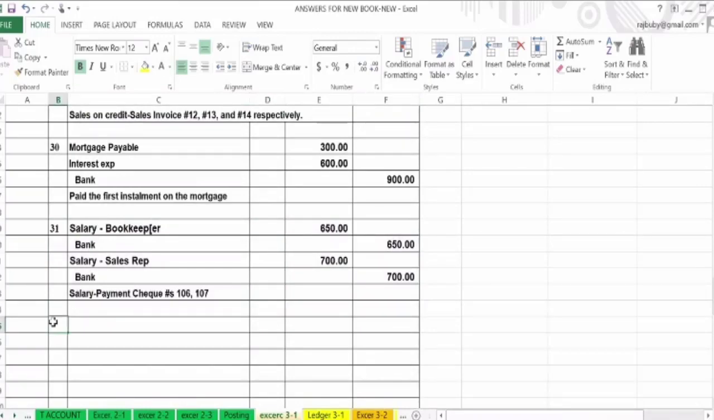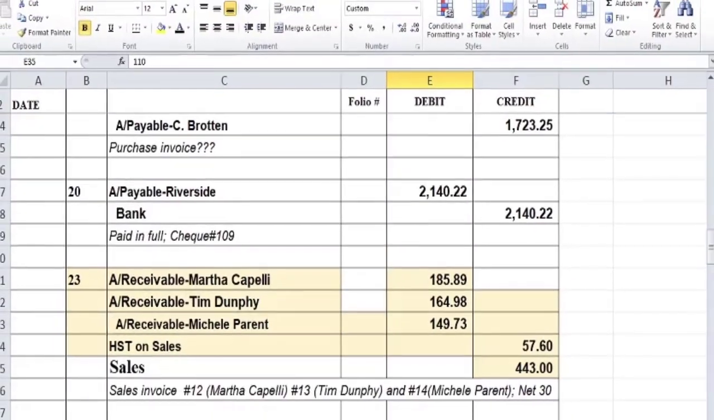October 31st. Paid telephone bill for October to December for $450 plus HST, 508.50. Check number 112. So the debit side will be the telephone expense and HST on purchase. And then for the credit, we will just add them together. It will be 508.50.